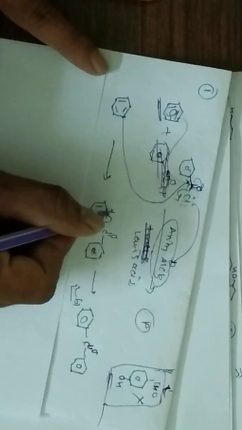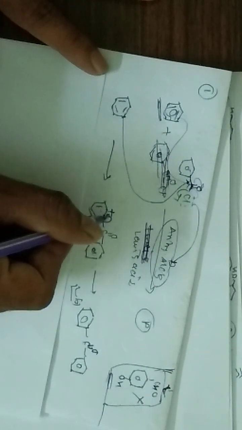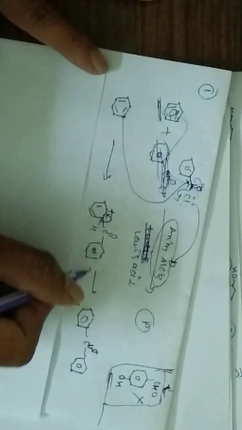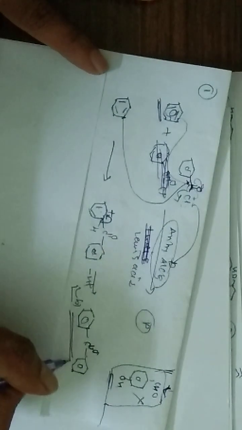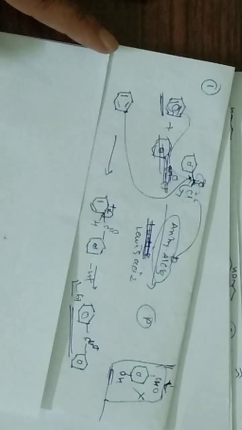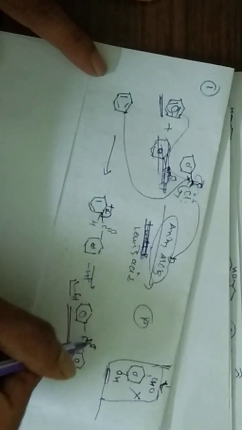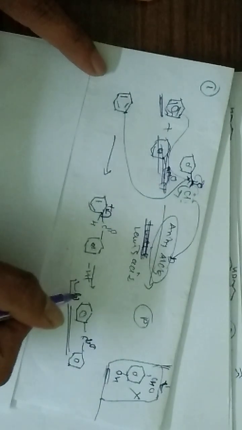So now the carbocation is formed here. This will be rearomatized by leaving of H plus ion, and here the product formula is this. What is the name of that product? Benzophenone. So option B is correct for that question.